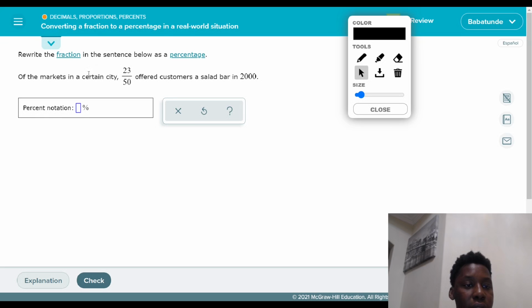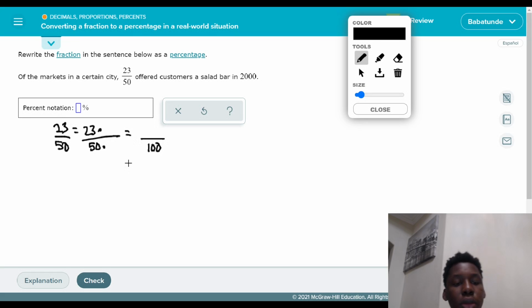Okay, so let's look at another example. This question is still the same thing that we've walked through in the other questions. We're going to have to ask ourselves, what fraction are we working with, and is that fraction already over 100? So let's look at this. This is 23 over 50.